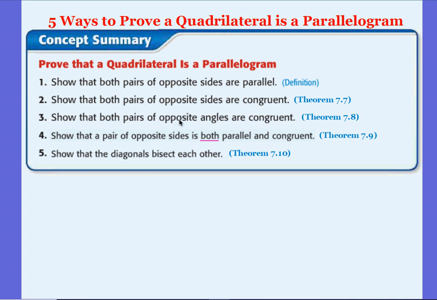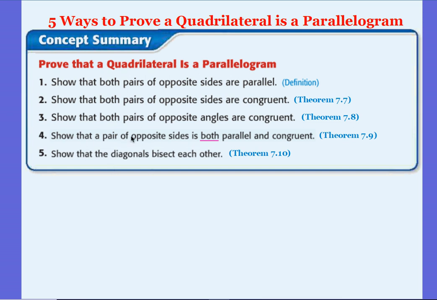If you can prove that the opposite angles are congruent, again, that's enough. And then I want to jump to number 5 real quick. If you can prove the diagonals bisect each other, that's enough. The reason why I wanted to jump to number 5 is because in our last couple of videos, we've been discussing the different characteristics of parallelograms. And 1, 2, 3, and 5 are all exactly the same thing as our characteristics tell us.